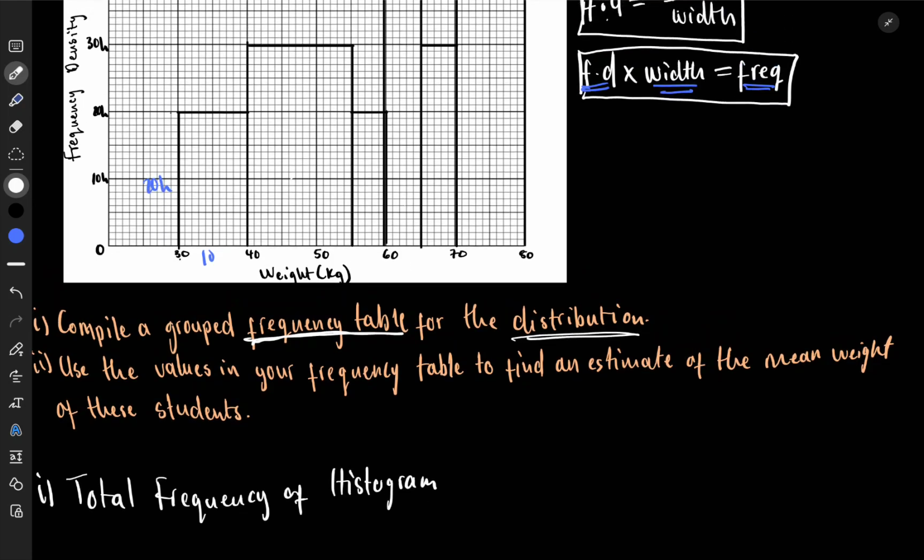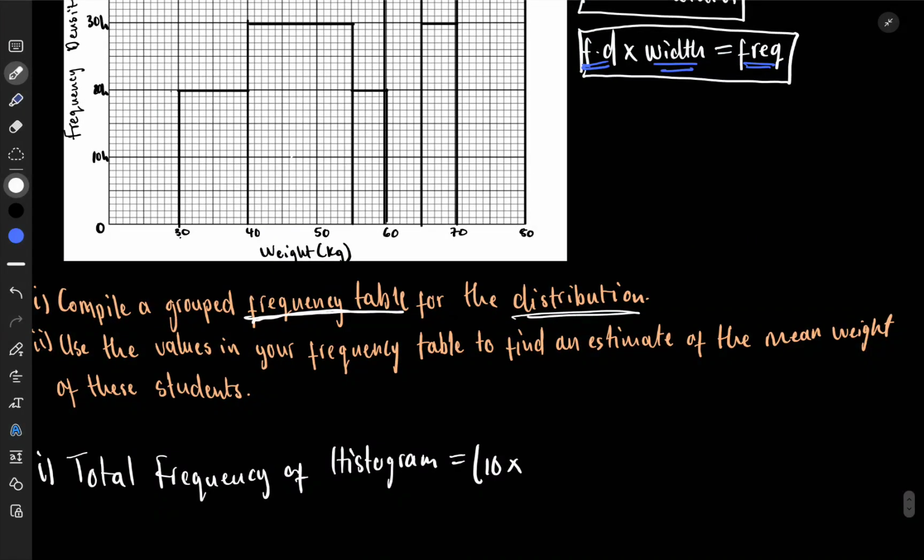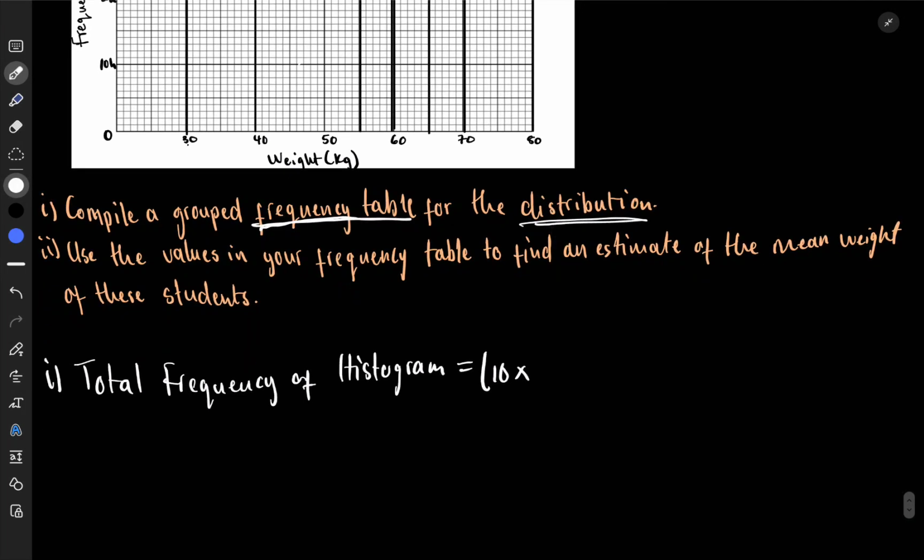Then we can use the total frequency and find what we need, right? It's going to be adding the areas of all of them. The first one: the width, 30 to 40, which is 10. You say 40 minus 30, you get 10, times the frequency density, which is the height, right? That's going to be 20H for the first one. 10 times 20H gives the area of the first bar.